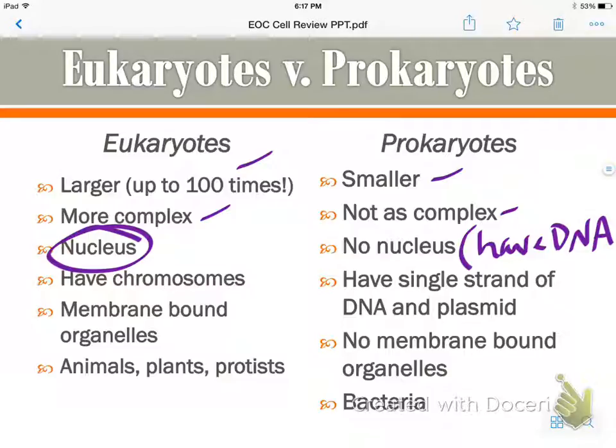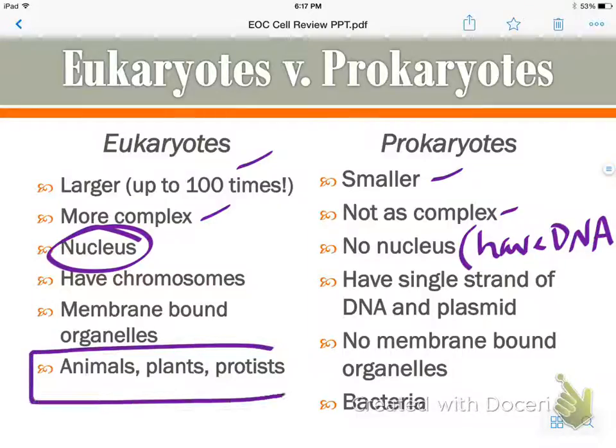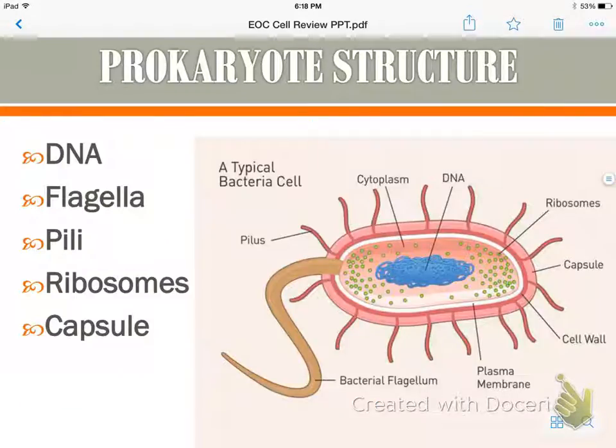Chromosomes, single strand of DNA, membrane-bound organelles, no membrane-bound organelles, and then examples: animals, plants, protists, and fungi. These are just bacteria. So, prokaryote structure. There's five major portions we learned.